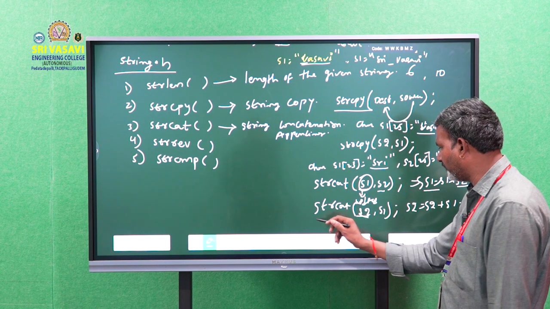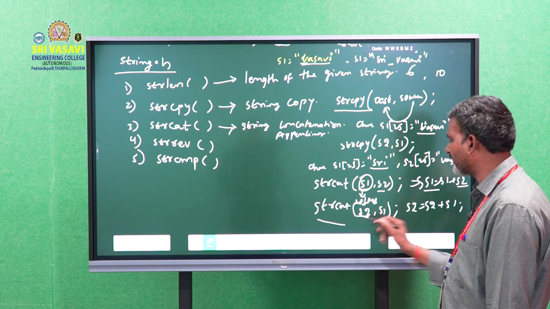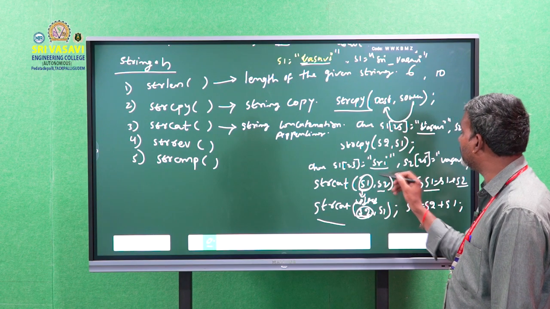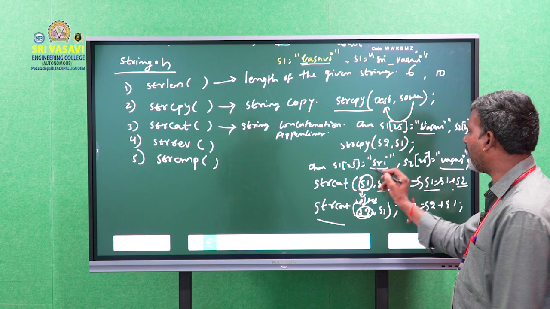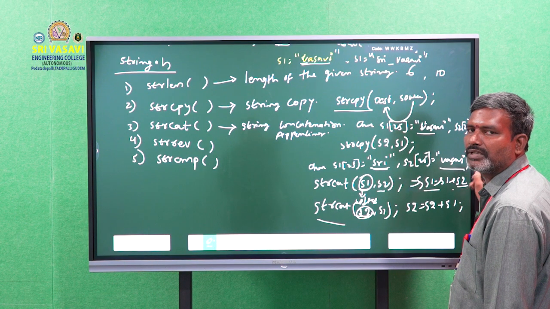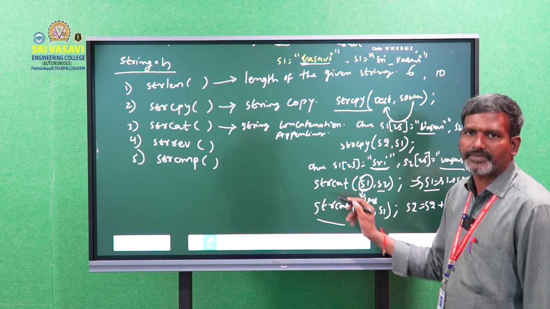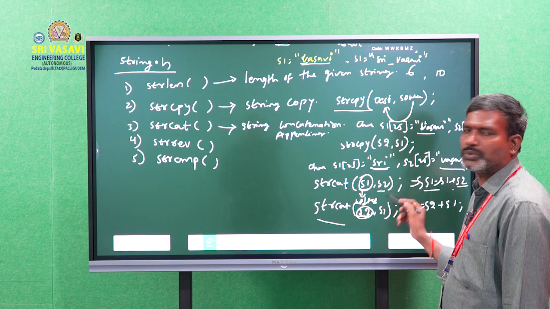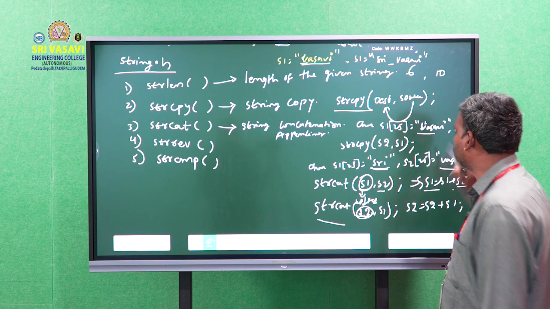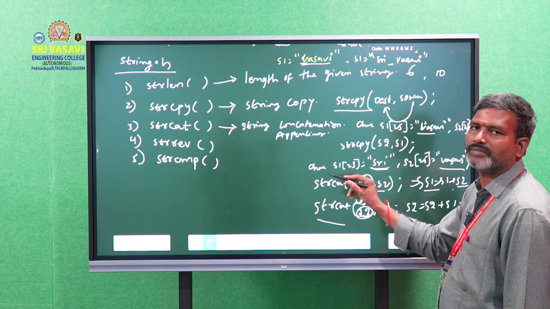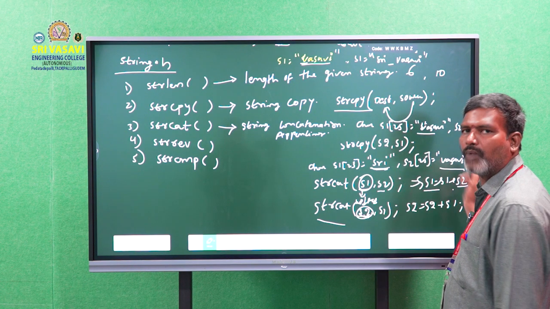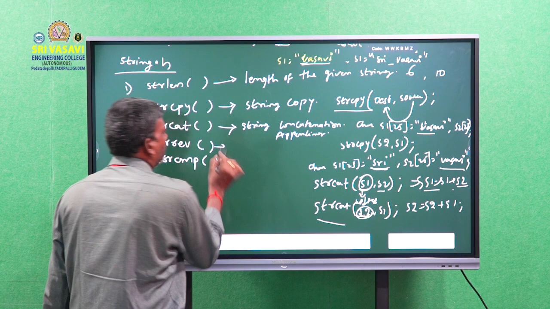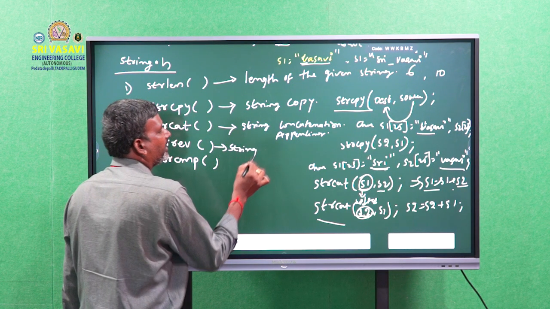If we write strcat of s2 comma s1, s2 is updated. The original string of s2 is Vasavi. Sri is added to Vasavi, so the updated string is Vasavi Sri. Not Sri Vasavi, Vasavi Sri. If we write strcat of s1 comma s2, s1 is the original string, s2 is added to s1, so s1 becomes updated. The updated string is Sri Vasavi. So that is the order. Remember that. And then the next one is strrev, meaning string reverse.